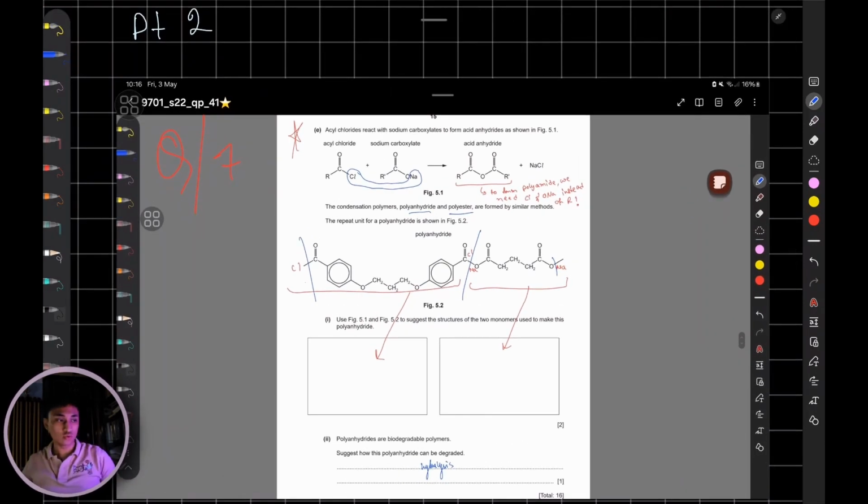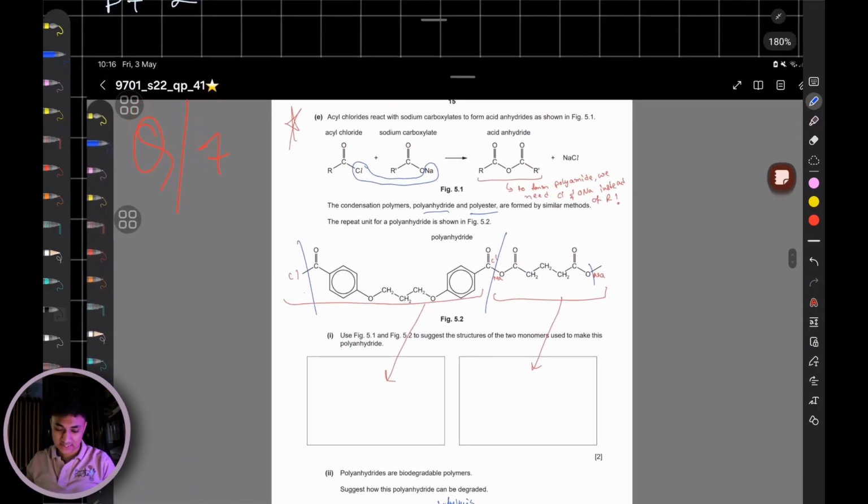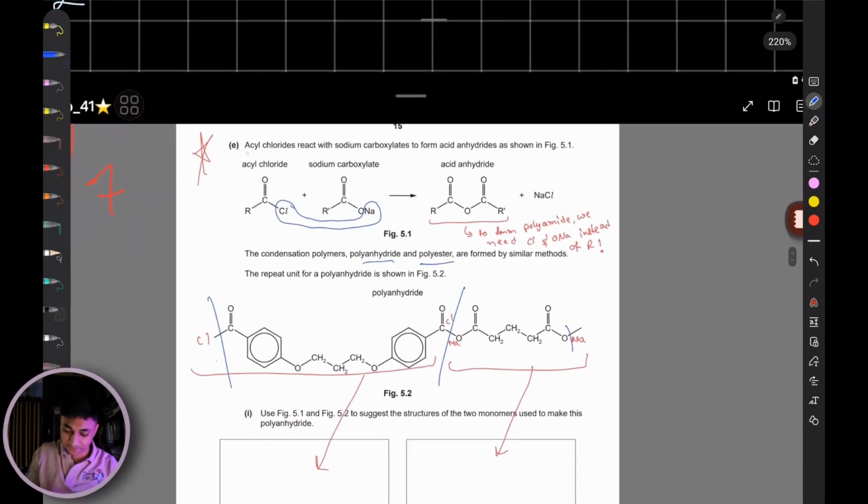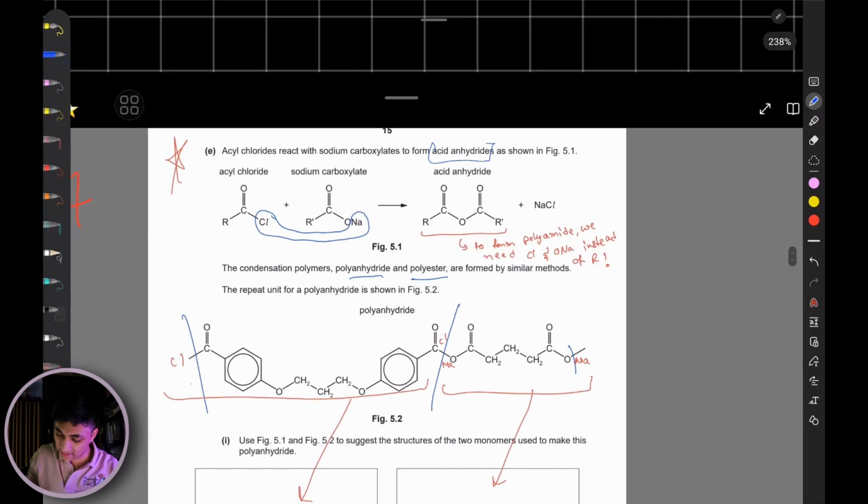It is from summer 22, paper 4.1, and this is part E of that paper. It is saying acyl chloride reacts with sodium carboxylates to form acid anhydrides, shown in figure 5.1. Acyl chloride reacting with sodium carboxylate, forming acid anhydride. And this is forming NaCl as a byproduct. How? Because this Cl and this Na are reacting, and this O bonds with this carbon atom, and it forms acid anhydride.